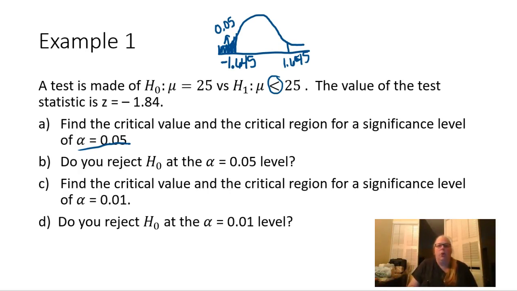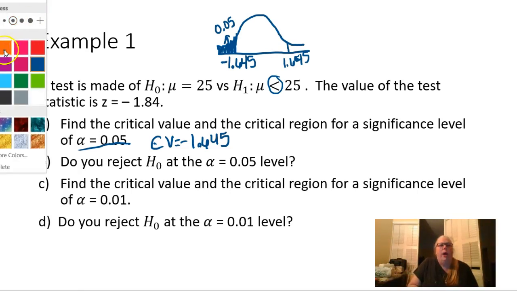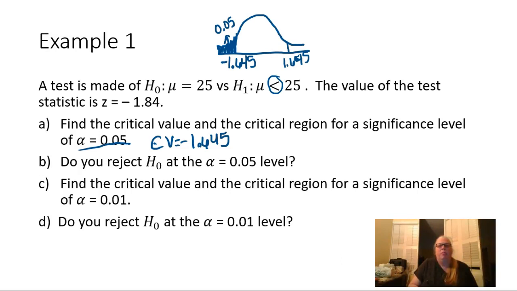All right, so now we have found the critical region. Here it is, it's shaded in. We have found the critical value, which is negative 1.645. And now we have to decide in part B, do we reject the null hypothesis at the alpha equals 0.05 level? Well, that depends. Where is my z-value according to my picture? If the critical value occurs right here at negative 1.645, where does negative 1.84 go?